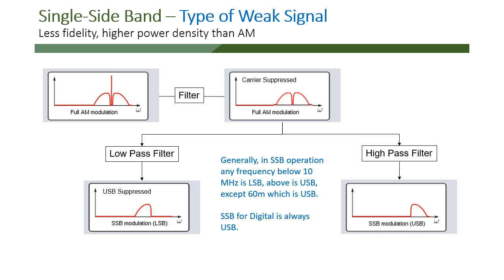So if you were going to want to talk to somebody on 40 meters, which is going to be 7.2, let's say, megahertz, then you know that's below 10. So by convention, we're all going to use lower sideband. If we're going to talk to somebody who's at 28.3 megahertz, the 10 meter band, we know by convention that we're both going to set for upper sideband.